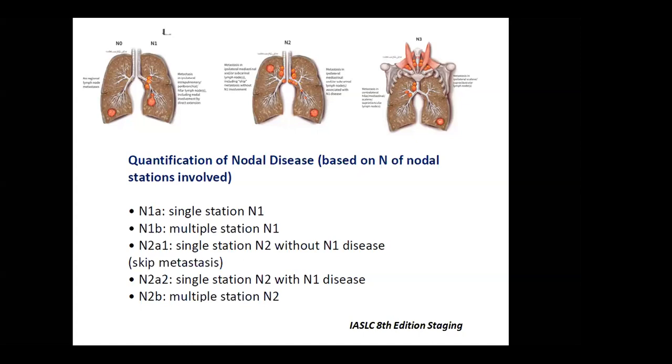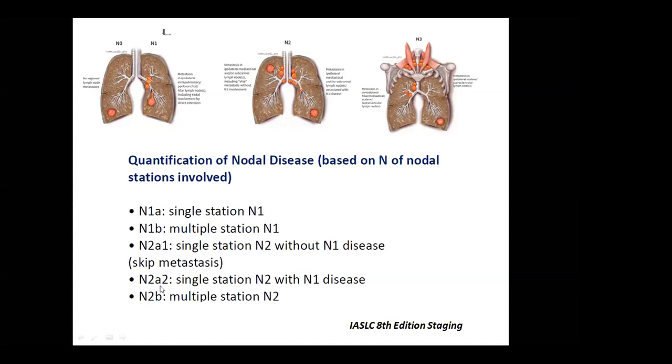So for a single station, N1A is a single station lymph node in the ipsilateral lung. Multiple stations in the parenchyma of the lung would be considered as N1B. N2A is again a single station lymph node in the mediastinum without having any hilar metastases.